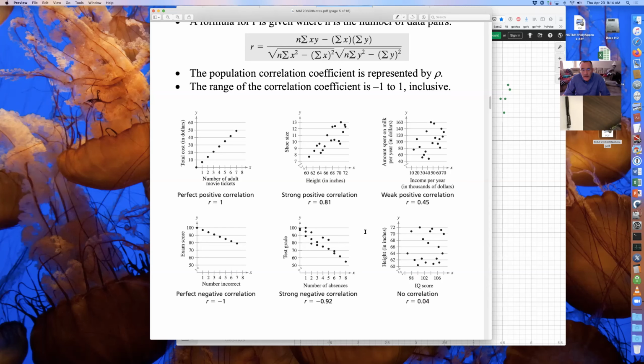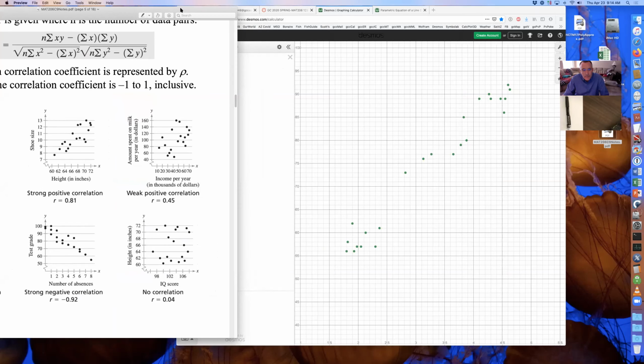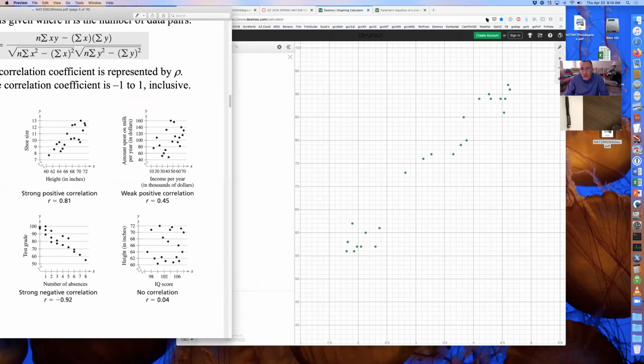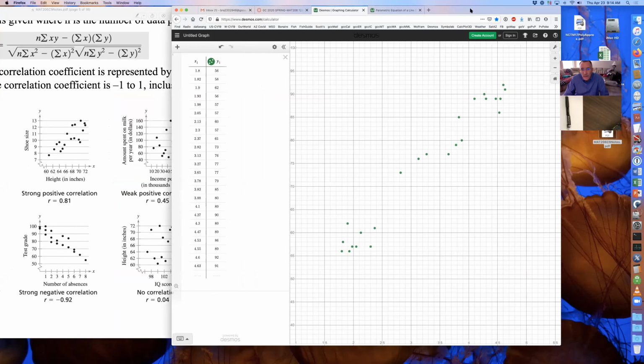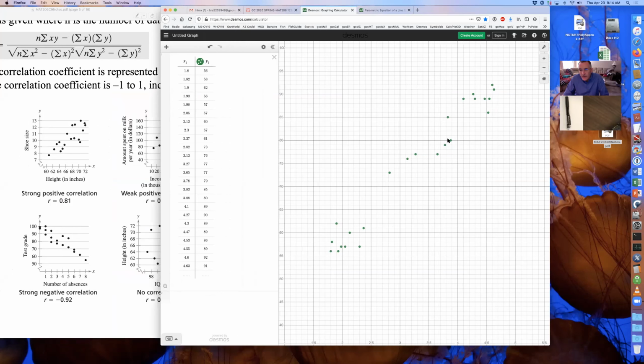So the question is, what about our data? So let me get this out of the way. What about ours? So here's ours. Is that positive or negative? And since it seems to be getting, the X's get bigger, the Y's get bigger, we'd call that a positive relationship.